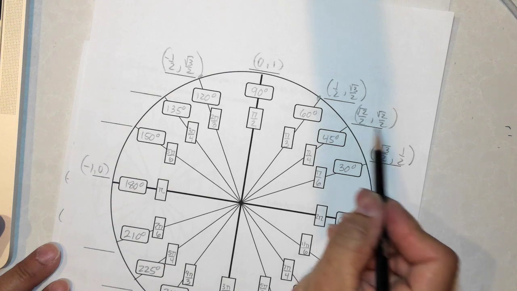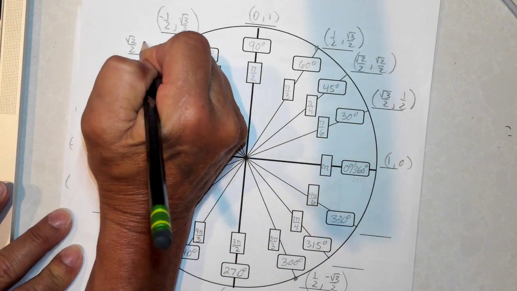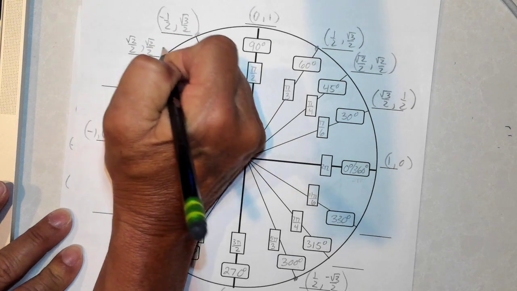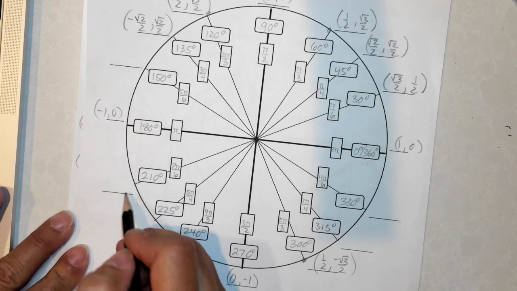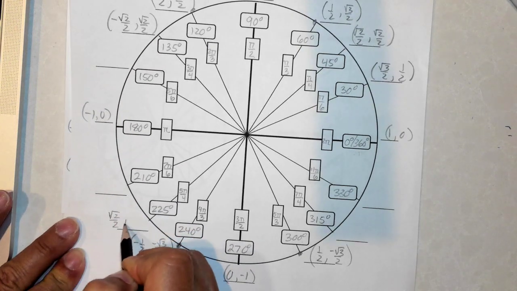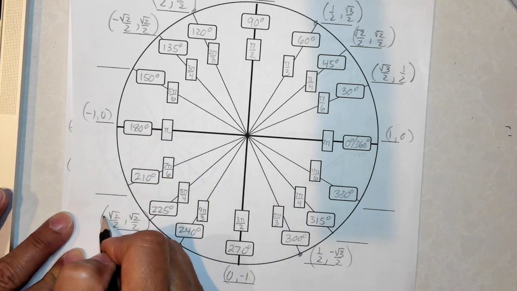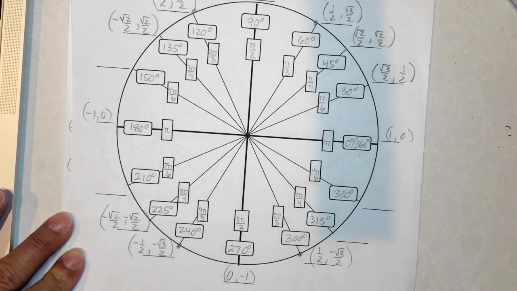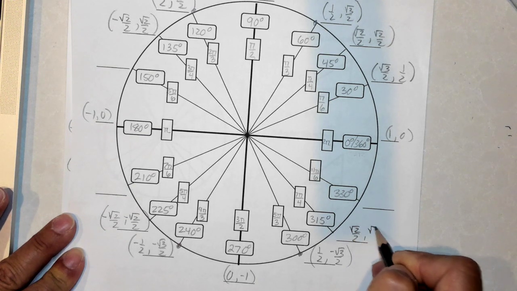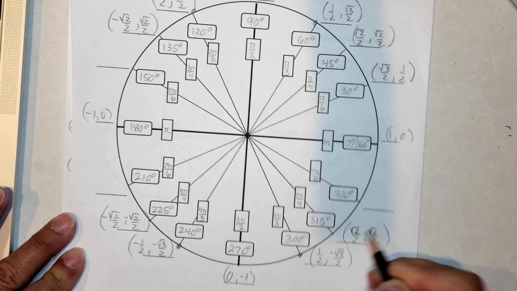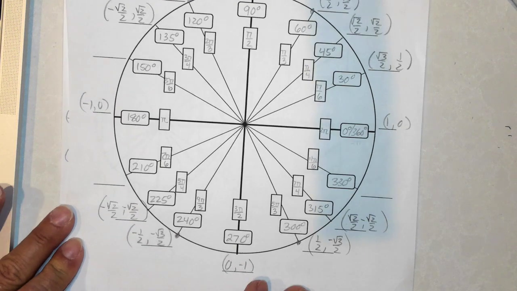All my middles will have this exact same thing. So root 2 over 2, root 2 over 2, but to get into this quadrant, my x has to be negative. Middle mark here, root 2 over 2, root 2 over 2, but to get into this quadrant, they both have to be negative. Here, my middle mark, root 2 over 2, root 2 over 2, but to get into this quadrant, positive x, negative y.